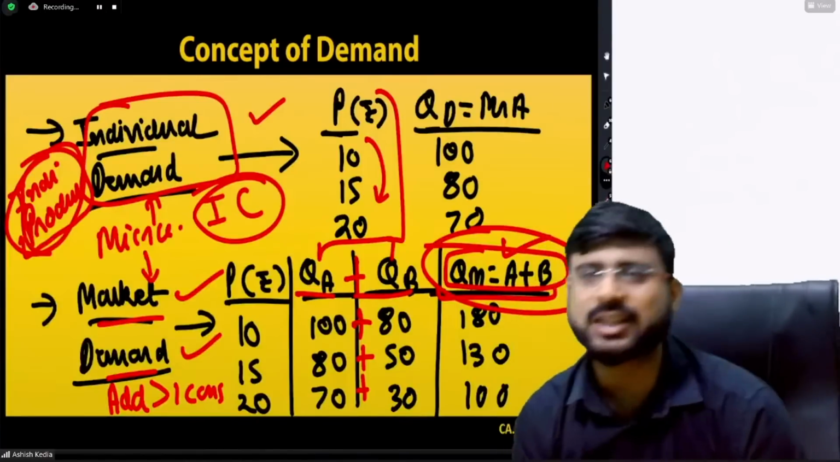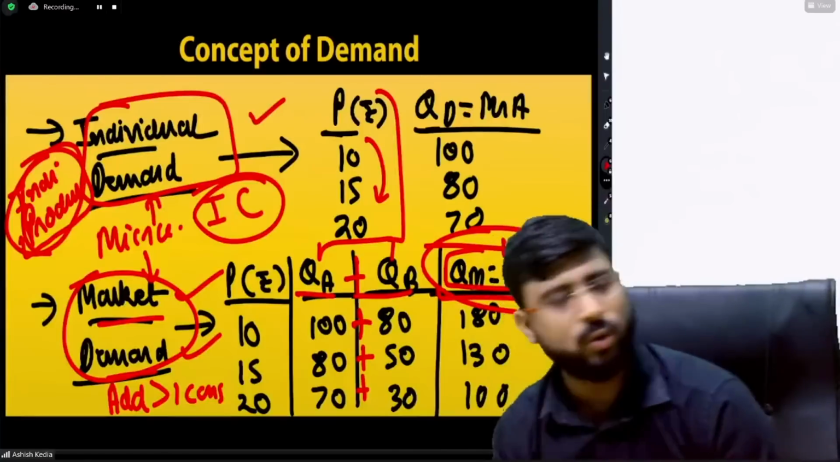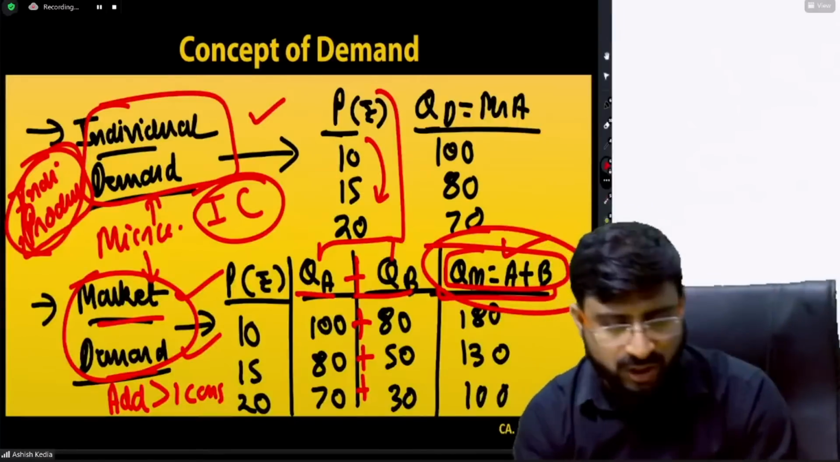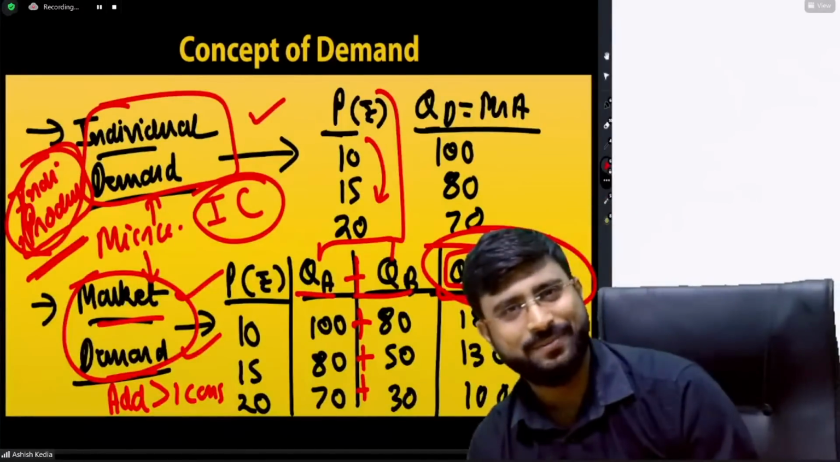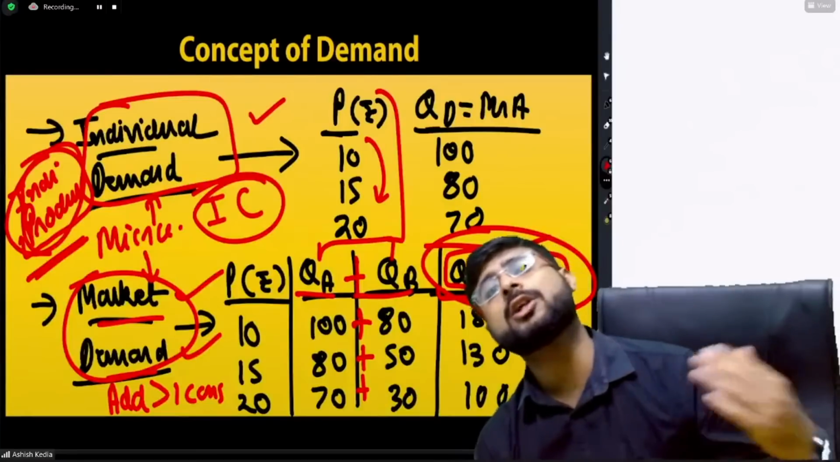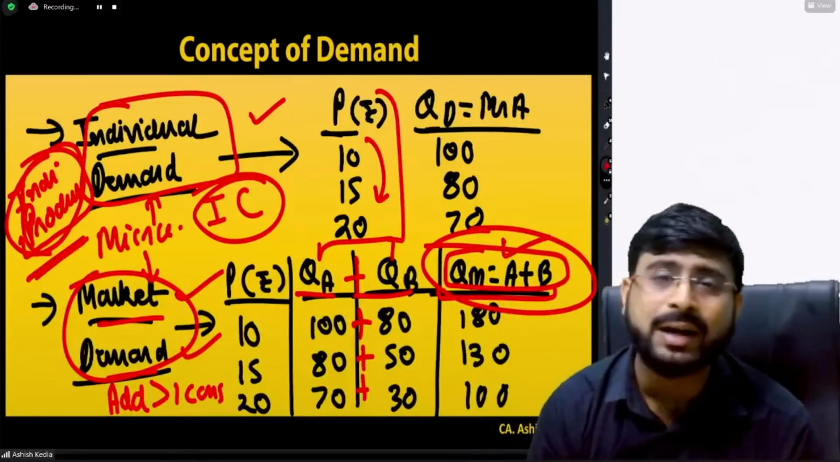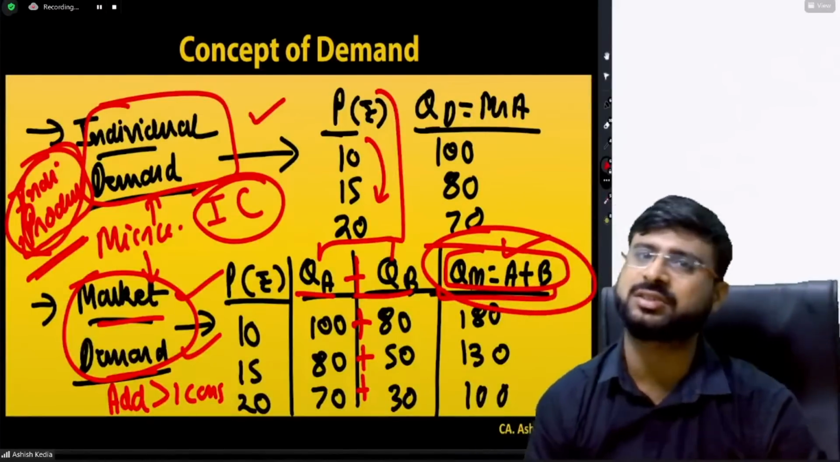It is a mistake that students make, that they think market demand is a macro concept. No. Market demand is also a micro concept, because the commodity or product we are talking about is only one. Had we been speaking about all the commodities on the planet, we would have called it a macro concept. Such a demand is called aggregate demand, not market demand. I hope now the difference is crystal clear.